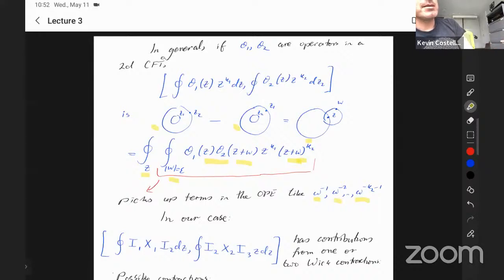In our case, we're doing a commutator of something where there's no powers of Z and something where there's 1 power of Z. So by this argument, the commutator will have terms from where there's a first order pole in the OPE between the two operators or a second order pole.